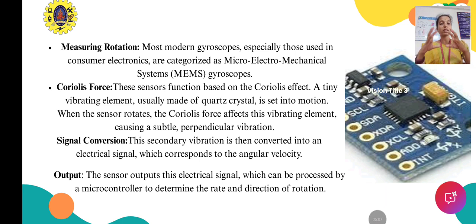Finally, the sensor output. The sensor outputs this electrical signal, which can then be processed by microcontrollers to determine the rate and direction of the rotation. The vibration is converted into an electrical signal that can be sent to the microcontrollers to determine the rate and direction of the rotation. This is the process of the gyroscopic sensor.